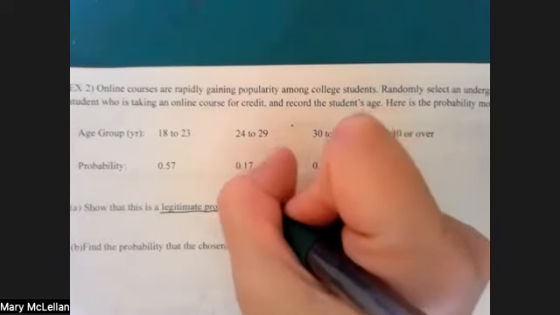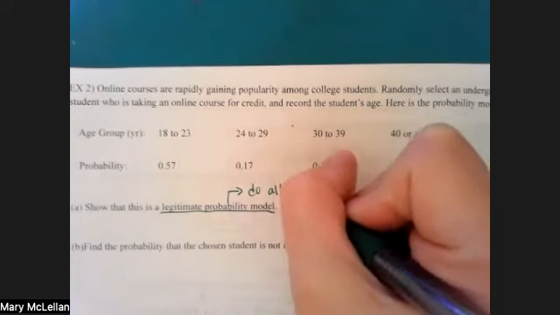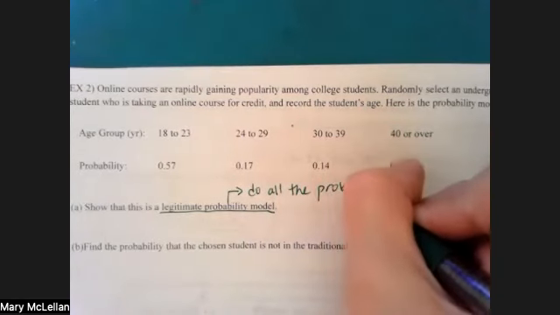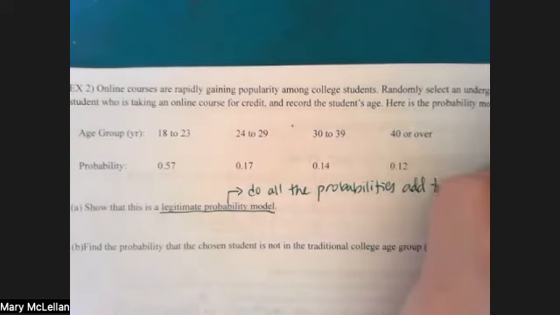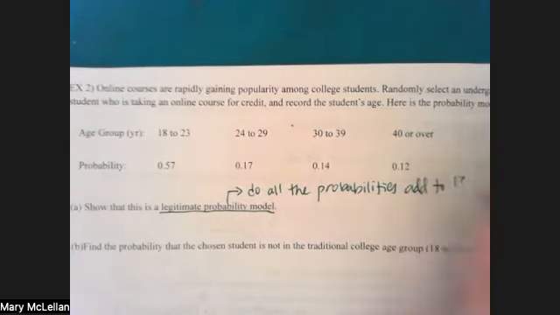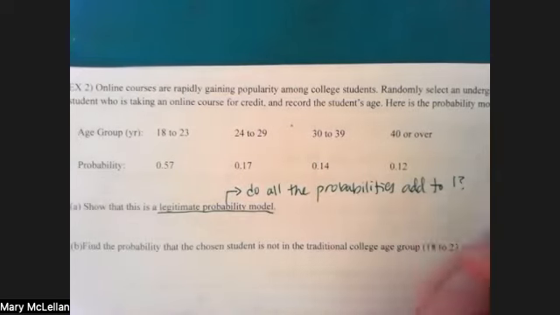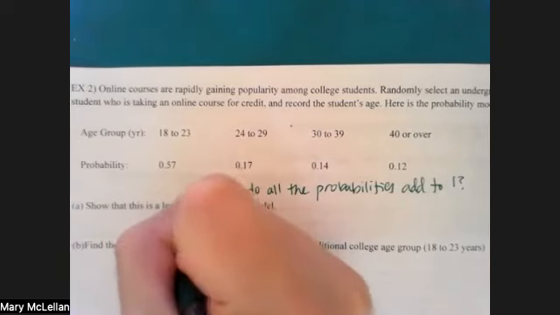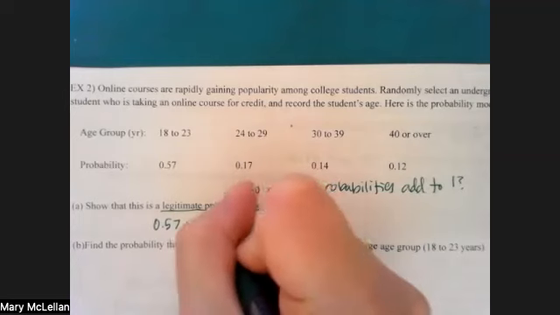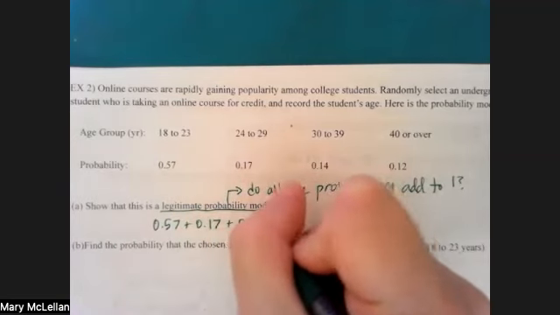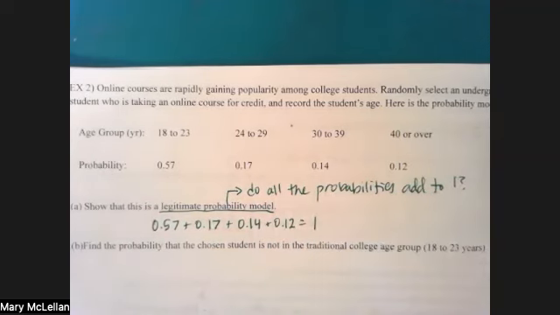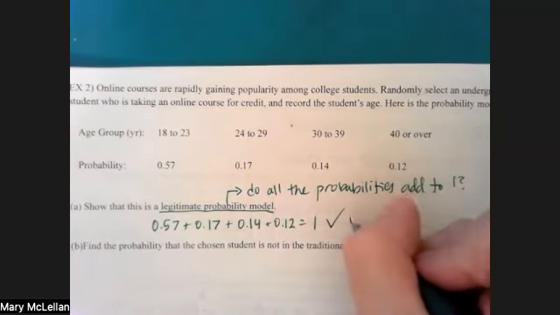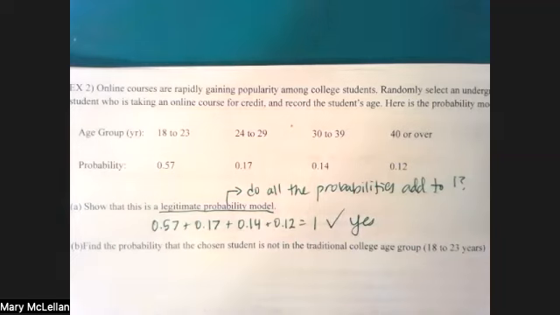So let's check. Do all the probabilities add to 1? Well, we have 0.57 plus 0.17 plus 0.14 plus 0.12 equals 1. Yes, it is a legitimate probability model.